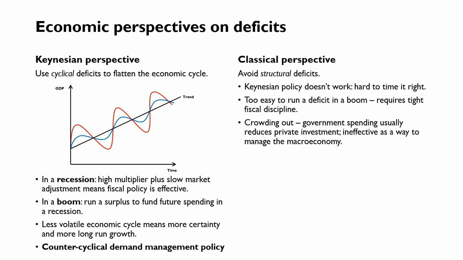They'd also point to this idea that we've met before of crowding out. Government spending as a tool for economic management is usually quite ineffective because it reduces private investment. It's therefore ineffective as a way to manage the macroeconomy. Classical economists usually therefore argue for quite a small government. That means low government spending, low taxation, and a balanced government budget.